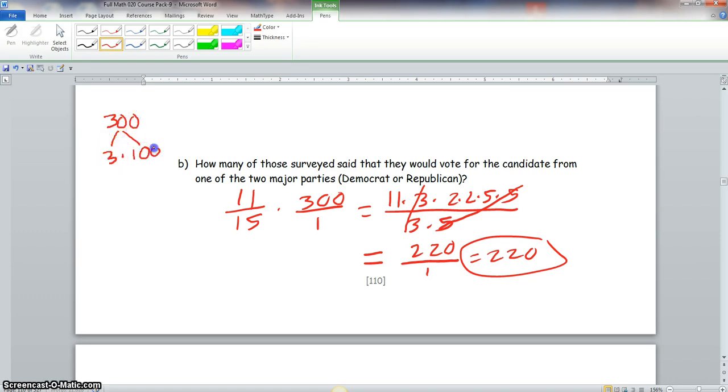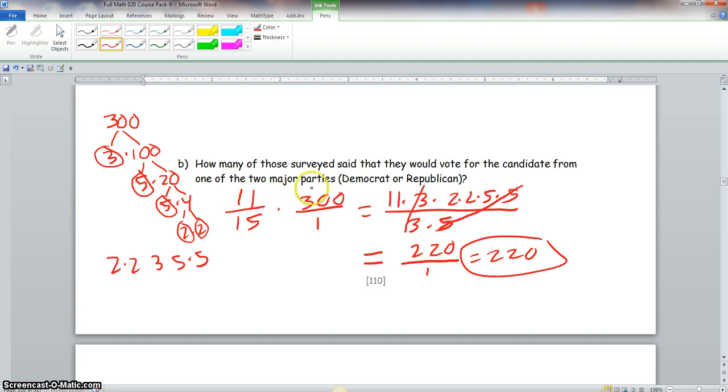It'll be 3 times 100. We know 3 is prime. We could take this 100 and make it 5 times 20. And then 20 is 5 times 4. And 4 is 2 times 2. So our prime factorization is 2 2s, a 3, and 2 5s.